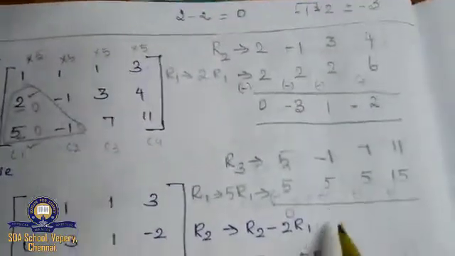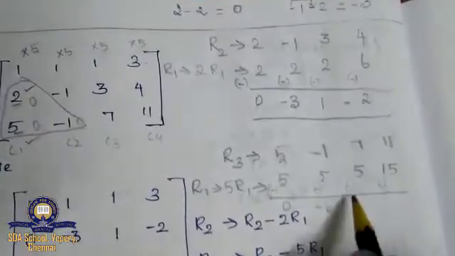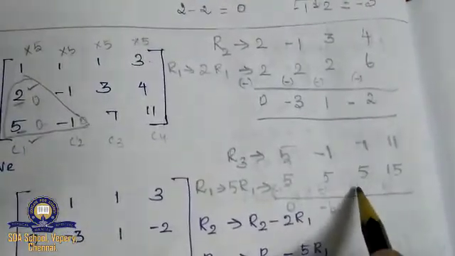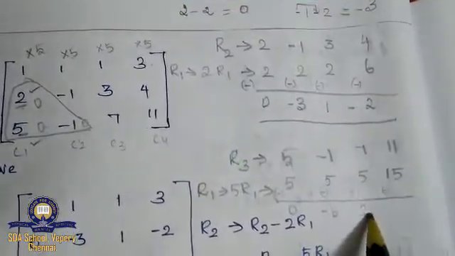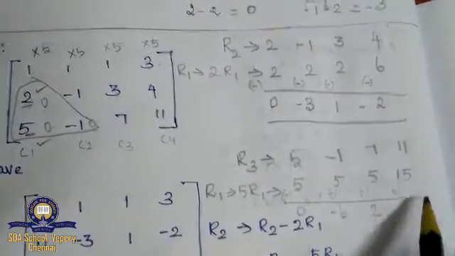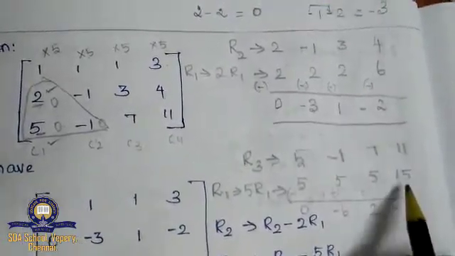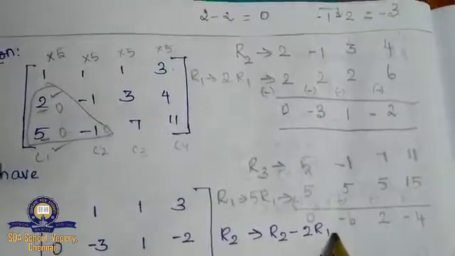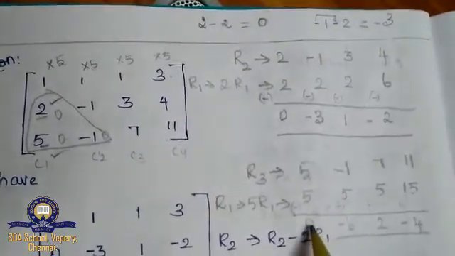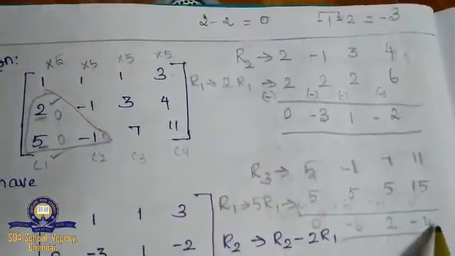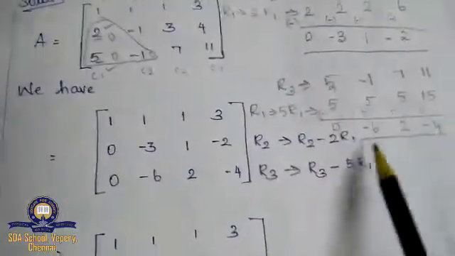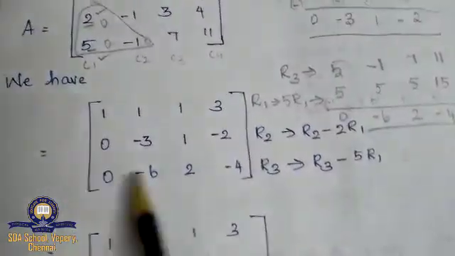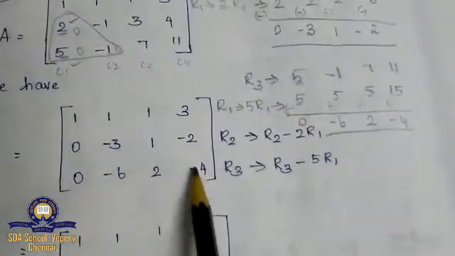So what is my answer? Minus 6, and 7 minus 5 is 2, and 11 minus 15 is minus 4, because of the greater sign. Okay, so now my new value is 0, minus 6, 2, minus 4. So instead of R3 you are going to write 0, minus 6, 2, minus 4.